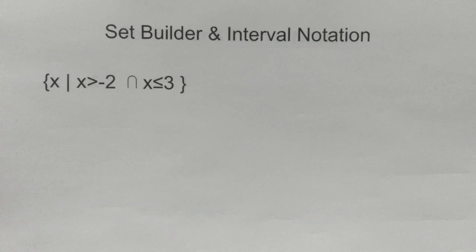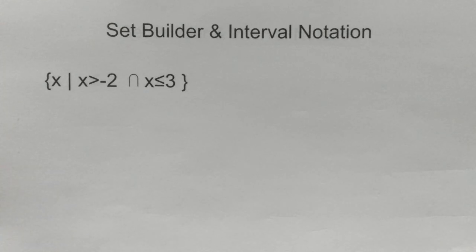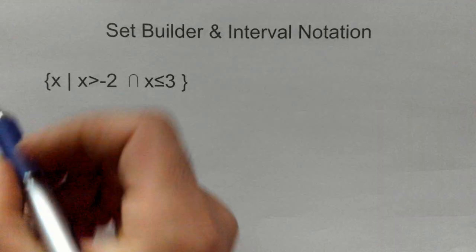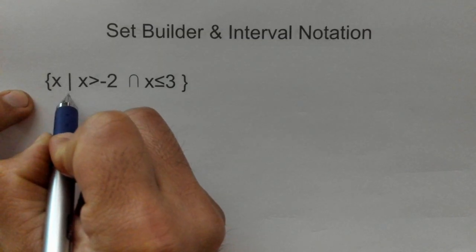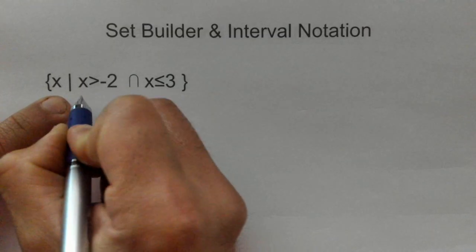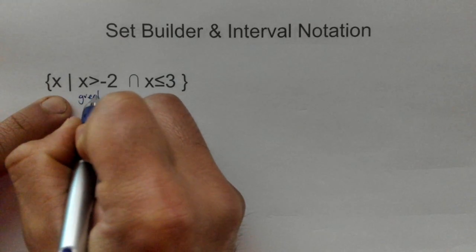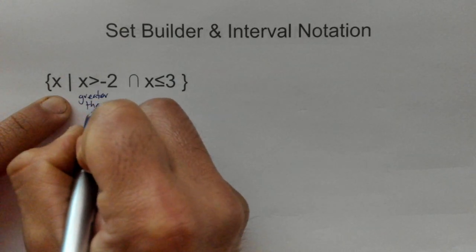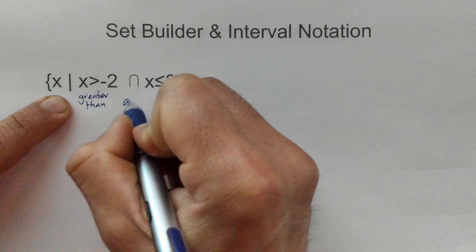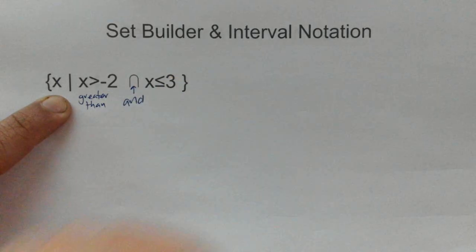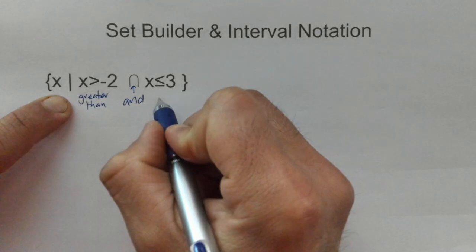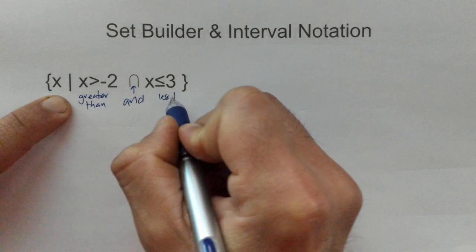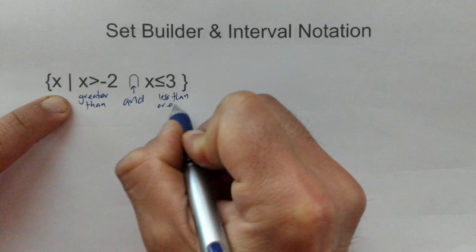So here's one example. We are given set builder notation. Now, this tells me we are interested in all the x values such that x is greater than -2. And, right, this is from our last video, that's the intersection symbol, and x is less than or equal to 3.